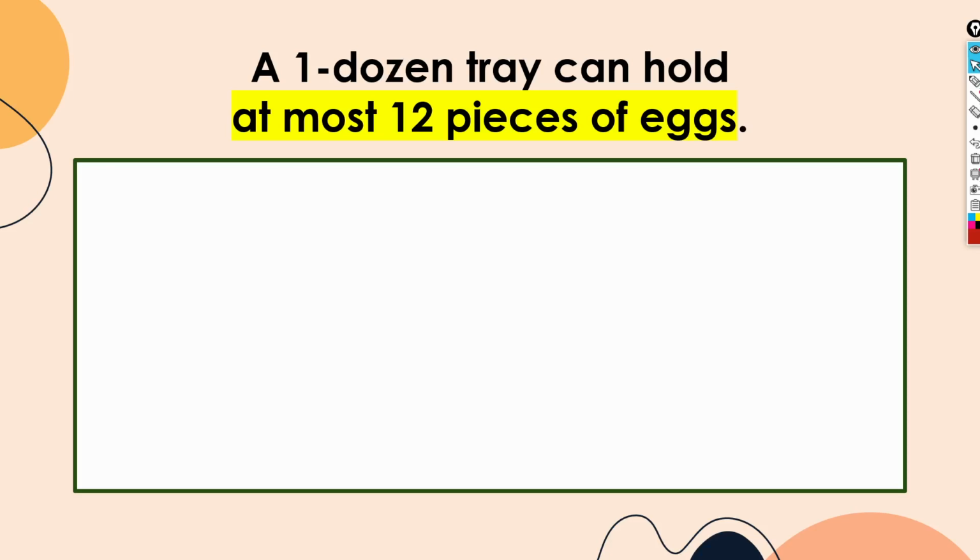A 1 dozen tray can hold at most 12 pieces of eggs. At most. Pag sinabi natin at most, hindi lalagpas sa 12 pieces of eggs ang pwede, no? So, if the number of pieces of eggs in a tray, let's say we represent it as E, then at most 12 pieces of eggs means it's a maximum of 12. So you can go less than 12 or equal to 12. You cannot go beyond that. So that would mean E is less than or equal to 12. Tama? Super, super simple. Okay?